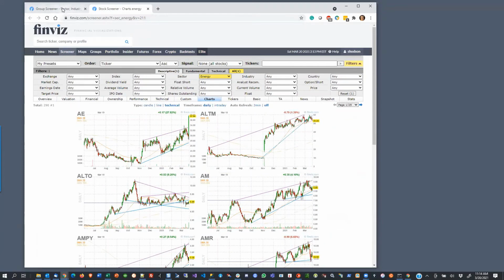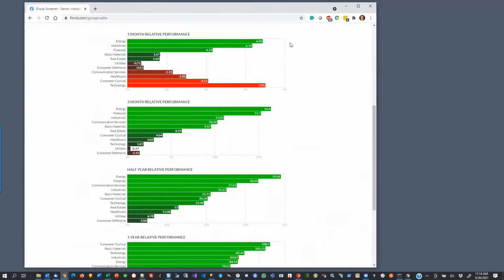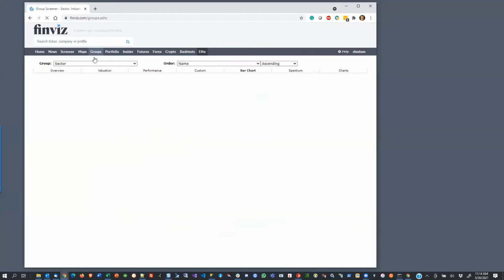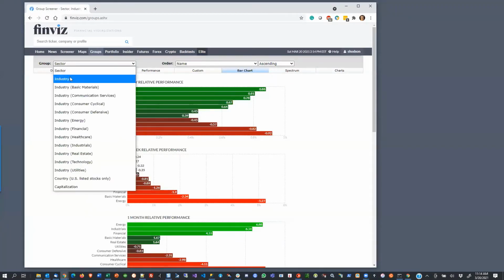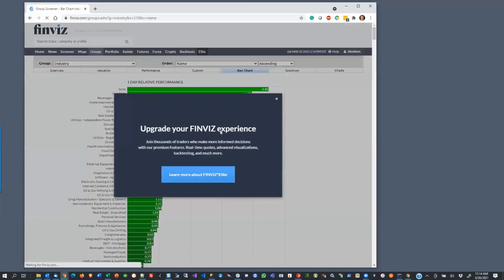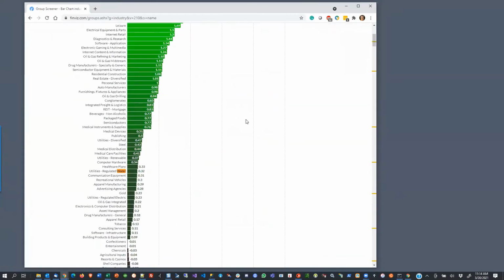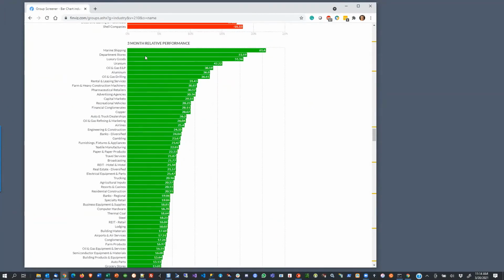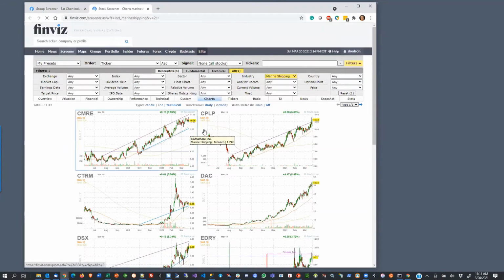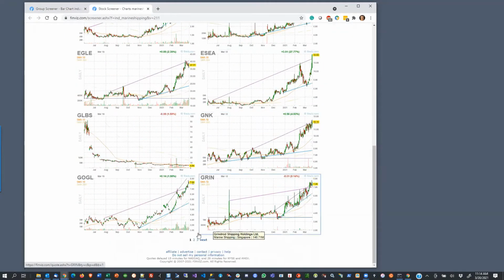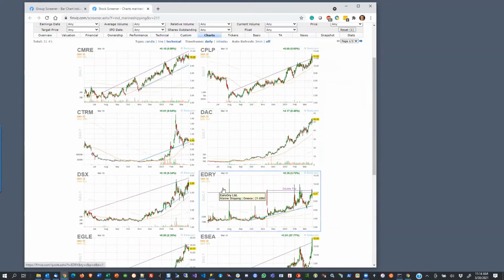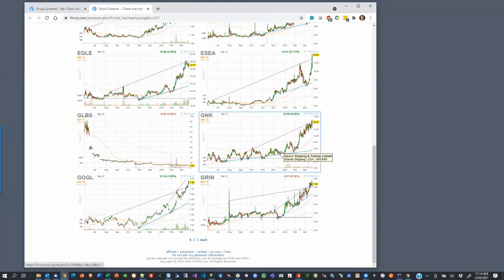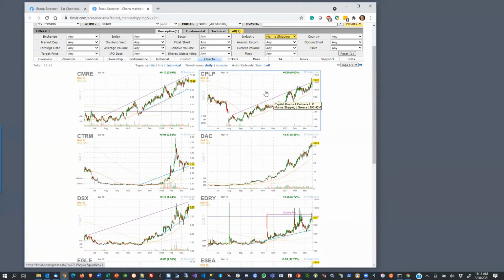So if you want to narrow it down more, you can do it by industry group. Go back up to Groups, and then in your group, select Industry. This shows 1 day performance, 1 week performance, 1 month performance, and 3 month relative performance. You can see the marine shipping industry has been the leading industry. You can click on that and it looks like there are 3 screens, I think 10 per screen. Let's see, 2, 4, 6, 8, 10, 12. So you can look at it that way.